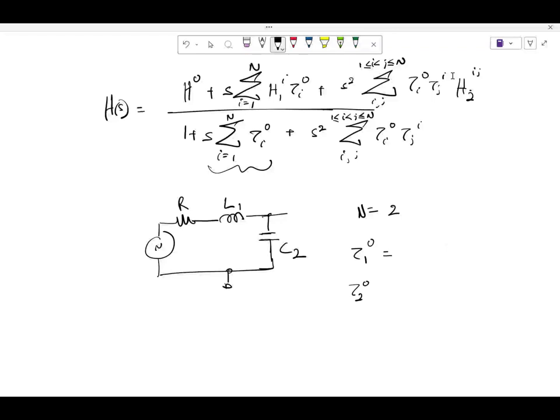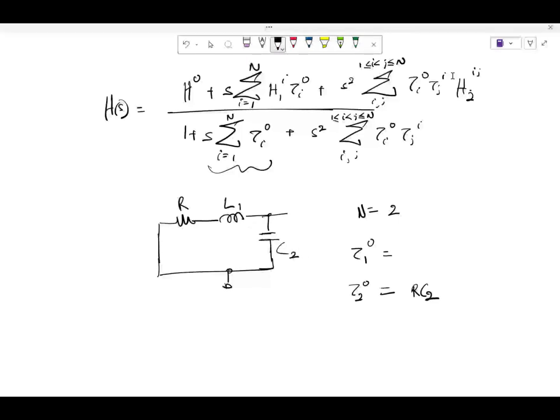What will be tau 1,0? Okay, let's do tau 2,0 first, because we are probably more familiar with capacitors. So tau 2,0, by definition, what are we doing? We don't need this. This is shorted, and we are considering the time constant associated with the capacitor while everything else is 0 valued. Which means L is shorted. So tau 2,0 will be RC2. Okay. What about tau 1,0?